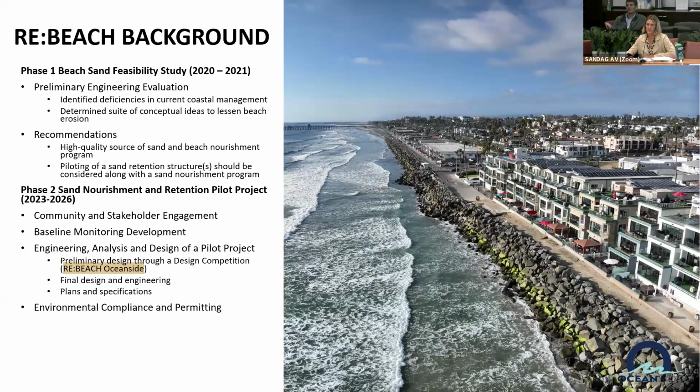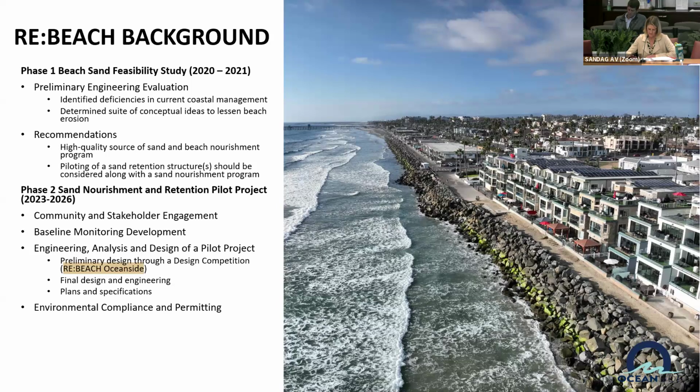All right, so Rebeach began in 2020 with a year-long feasibility study that was initiated to assess the long-term beach erosion problems that we've been experiencing and to determine a suite of solutions for beach restoration. The feasibility study concluded that a high-quality source of sand should be identified to provide a more consistent sediment supply for our coast. Sounds familiar, right? And that this effort should be combined with a sand retention mechanism, because we regularly place sand on the beach from Oceanside Harbor dredging and from regional beach sand projects 1 and 2, but we also see that sand leave our beaches pretty fast.